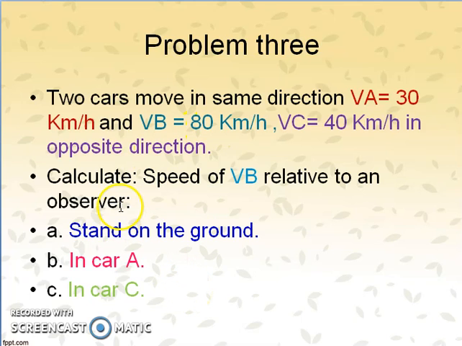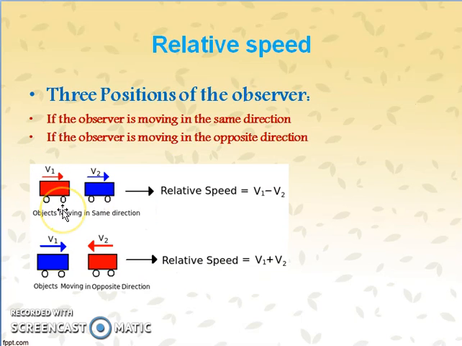Then if we have the observer in car A, let's look here. Two cars move in the same direction. So car A, which is VA, will move in the same direction as VB, which is car number 2, okay? So in this case, we will remember what we said. We said if the observer is moving in the same direction as the car that we want to measure its relative speed, in this case, how can we calculate it? We will say V1 minus V2.